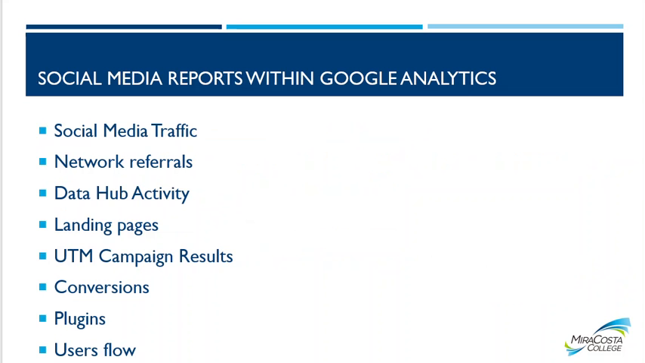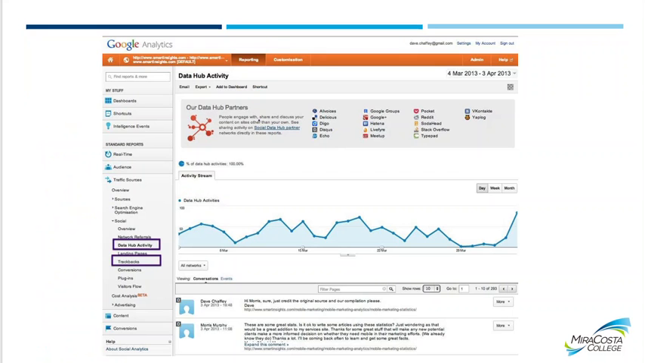So reports within Google Analytics. These are the different types of reporting analytics that you can track. You have social media traffic, network referrals, data hub activity, landing pages, UTM campaign results, conversions, the actual conversions, plugins, and user flows. So here's a couple screenshots of what that looks like.